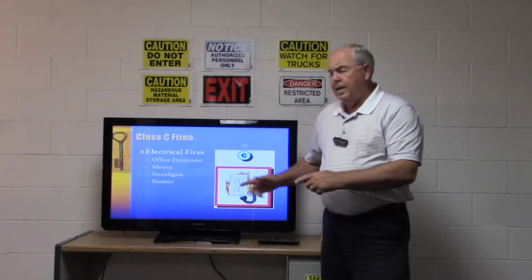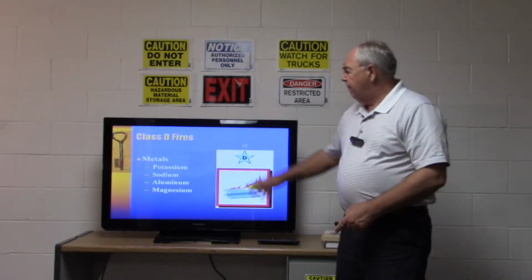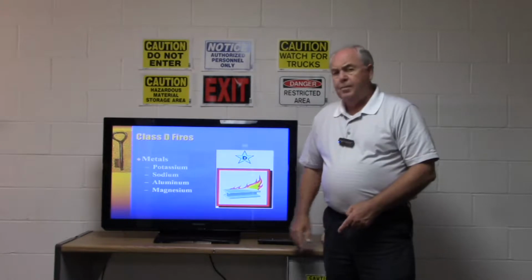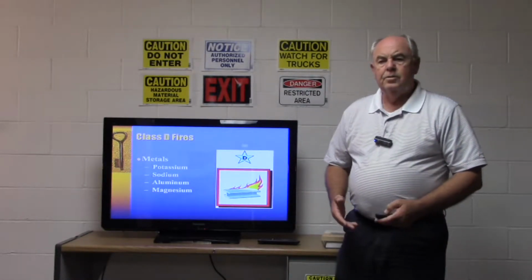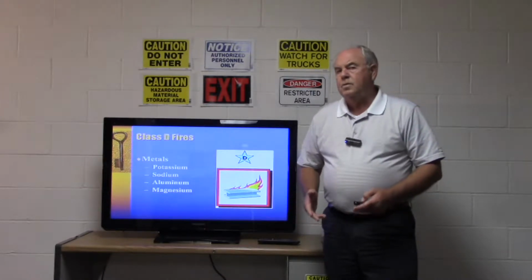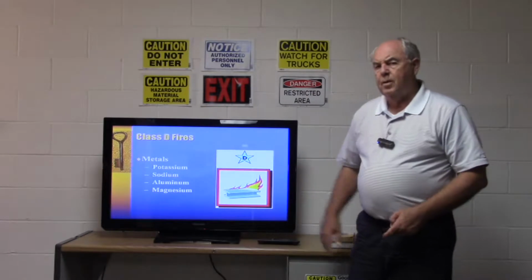So we looked at Class A, B, C, and D. There's one other, it's Class D. Metals, it should be potassiums, sodiums, aluminum, magnesium, things of that nature. Something we probably don't see very often, but from time to time we will. These are things you probably have to smother out.